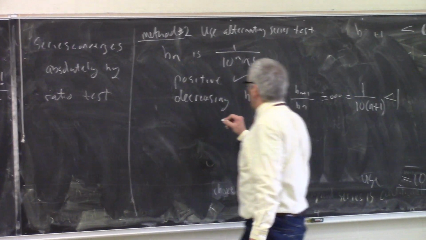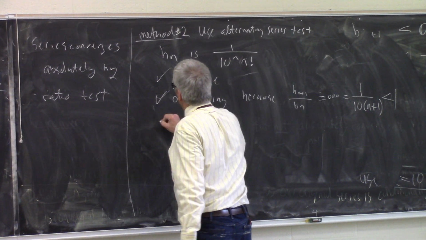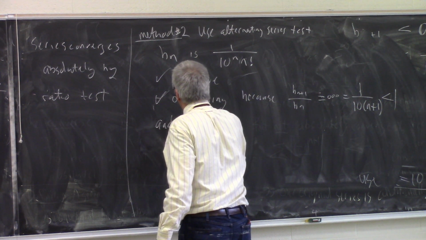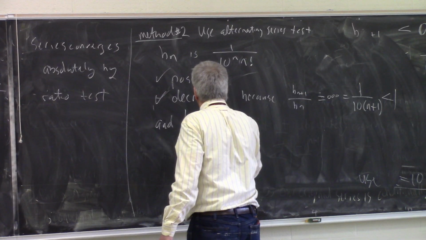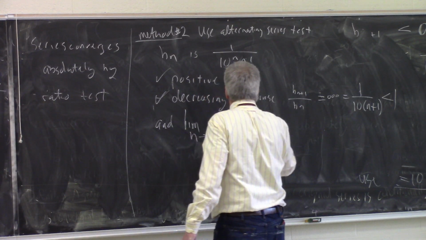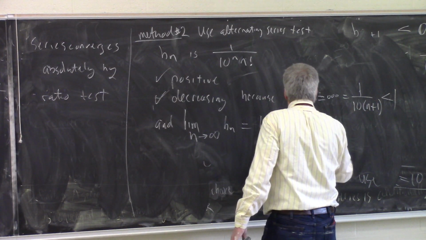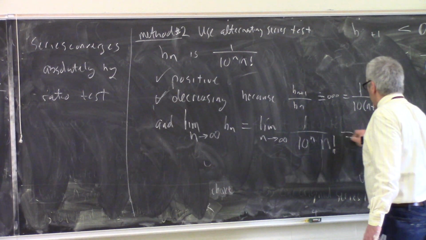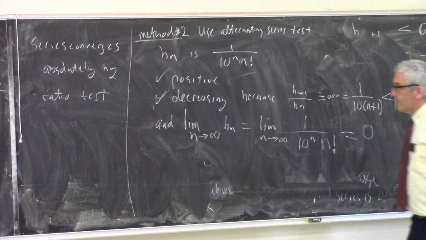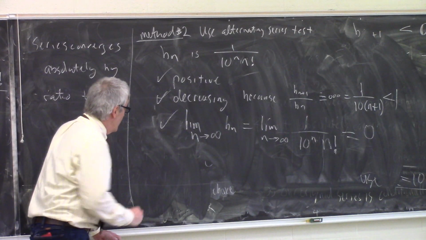So it's decreasing, it's positive, and the limit as n goes to infinity of b_n, that's the limit as n goes to infinity of 1 over 10^n n factorial. That thing is 0. So it satisfies all three of the requirements for the alternating series test, so it converges.